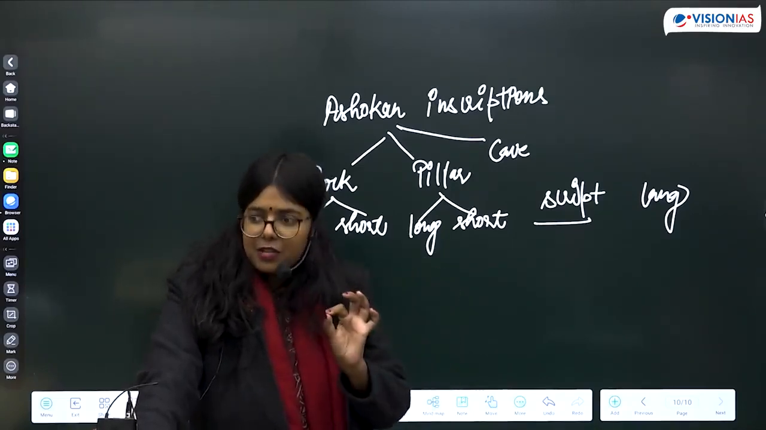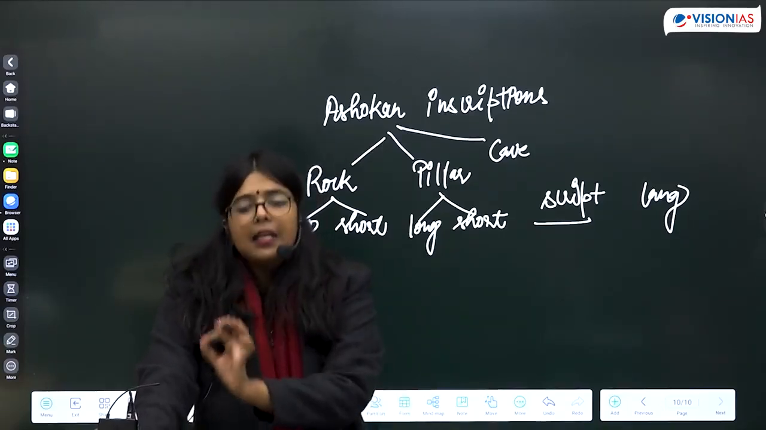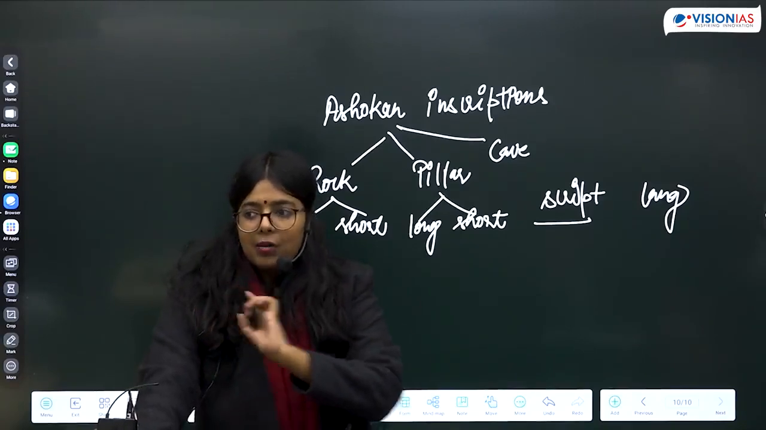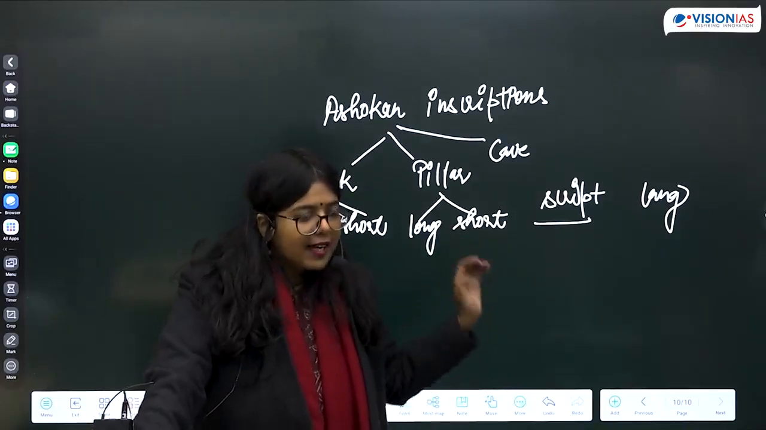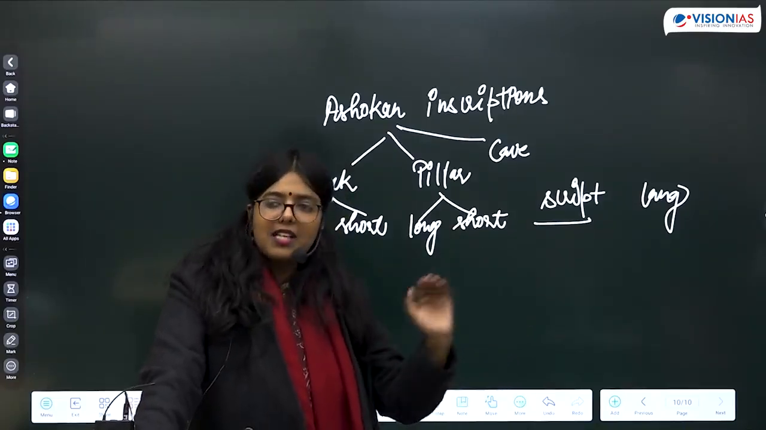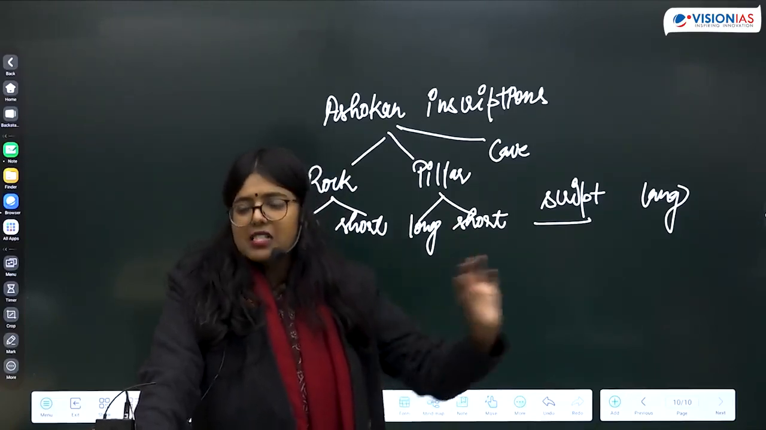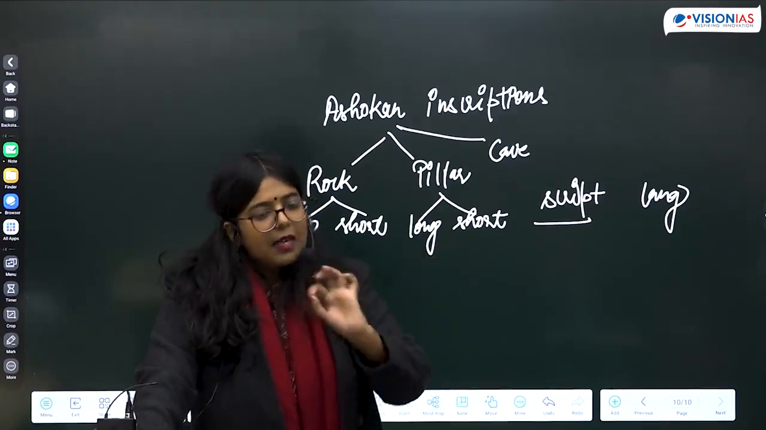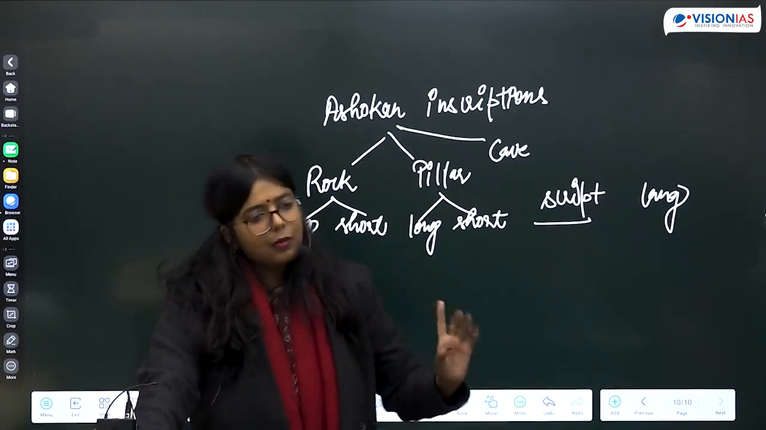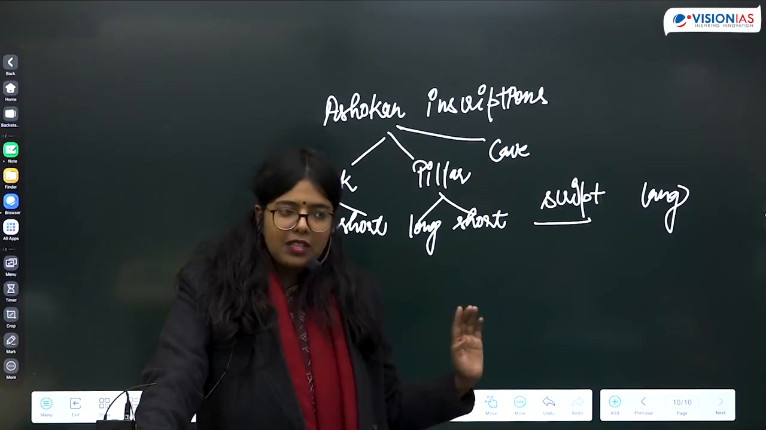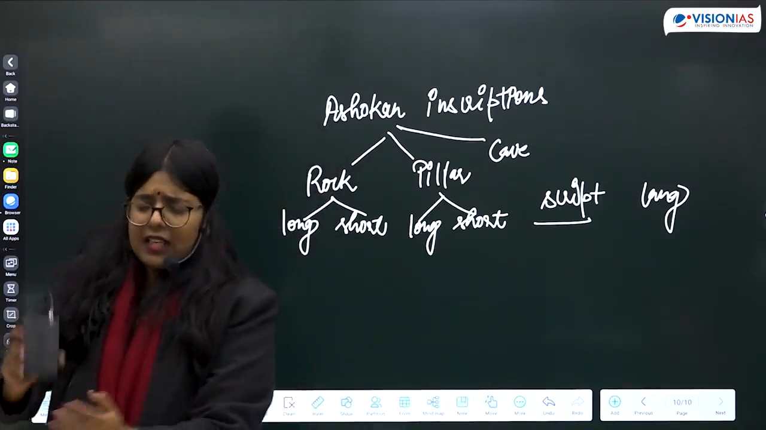If there is a statement that Ashokan inscriptions are only written in Brahmi script and Prakrit language, that will be a wrong statement. Only should not be there. Most of the Ashokan inscriptions are written in Brahmi script and Prakrit language, right statement. Some of them, right statement. But if it is given only in Prakrit and Brahmi, that will be a wrong statement. Is this clear? These kinds of questions have been asked in UPSC.